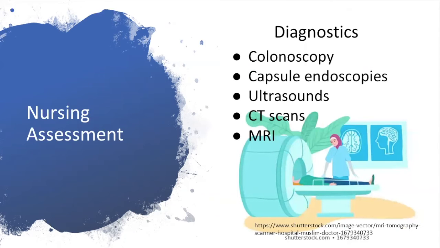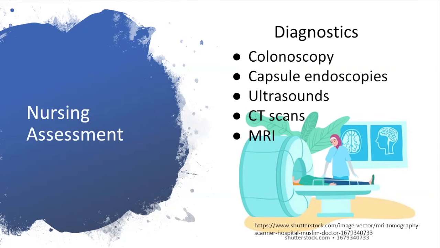There are a range of diagnostics used to confirm colon cancer. Some diagnostics include a colonoscopy, capsule endoscopies, ultrasounds, and CT scans. The gold standard for viewing this cancer is an abdominal MRI. An MRI uses radio frequency waves and a magnetic field to detect sources of GI bleeding, which is helpful when staging colon cancer.